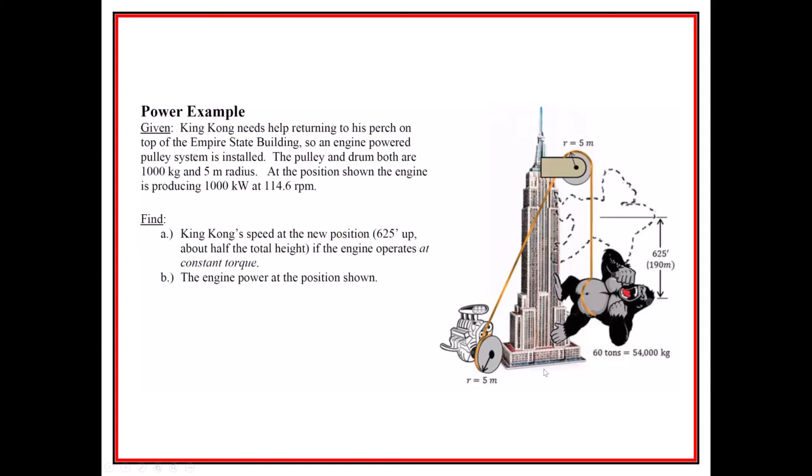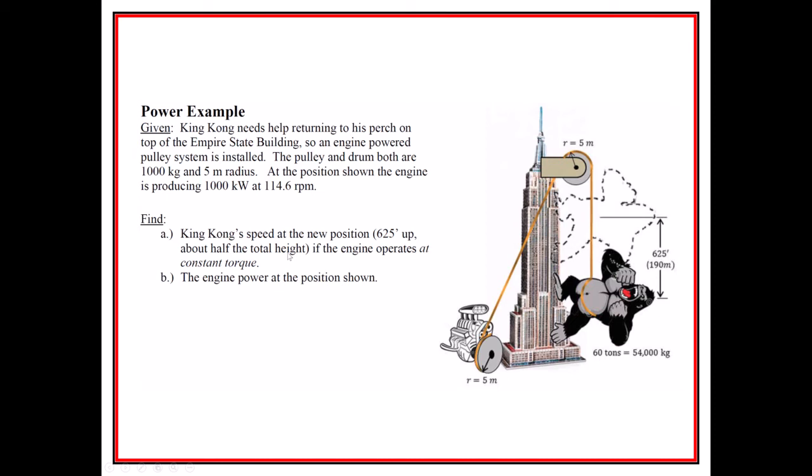Okay, here's an example from class 22. I'm doing this specifically because I wanted to have some kind of power problem, and there weren't any problems that dealt with power. So I have sort of the ridiculous situation where we have King Kong, and we have some kind of engine with a 5-meter radius pulley in both places, and they're trying to lift King Kong up. The height is like 625 feet, which is just kind of dumb. But anyway, that's about half the total height of the Empire State Building.